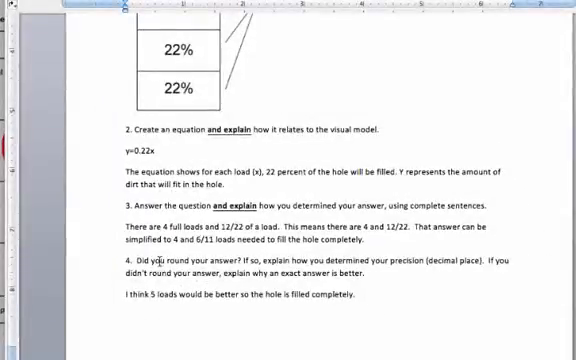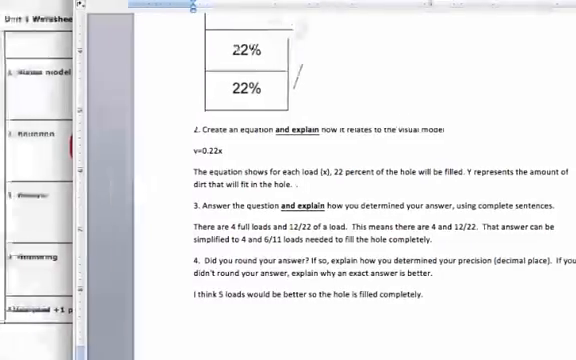Number 4, did you round your answer? If so, explain how you determined your precision or decimal place. If you didn't round your answer, explain why an exact answer is better. And then my answer is I think 5 loads would be better so the hole is filled completely. And let's take a look at the rubric.